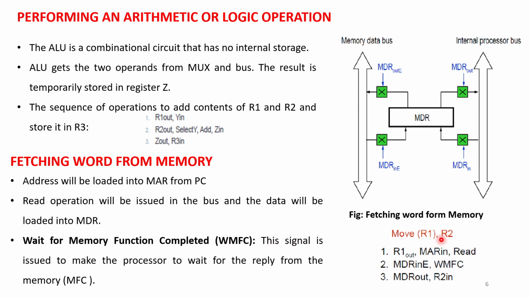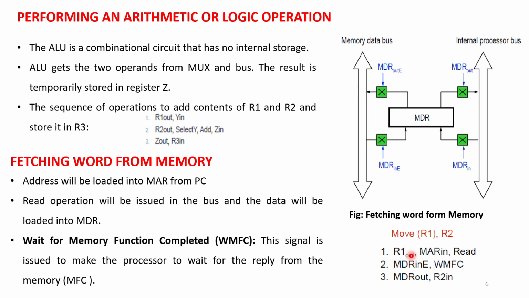Here we have the control signals generated for performing the operation move (R1), R2. Here R1 is indirect addressing. Indirect means R1 holds the address of some operand. So go to R1, get the address, load it to the memory, get that operand value, and again move that content into R2. How do you get this?